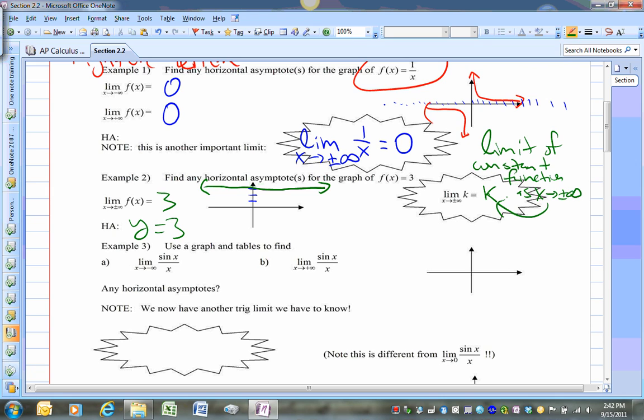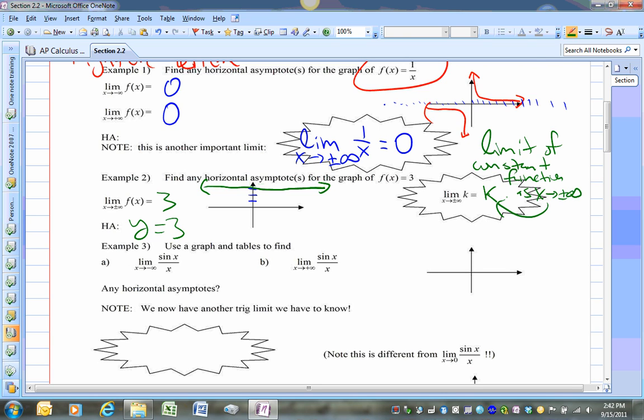What was that? What does it say? Oh, where? Oh, okay. No. Yeah, horizontal asymptote. Okay.